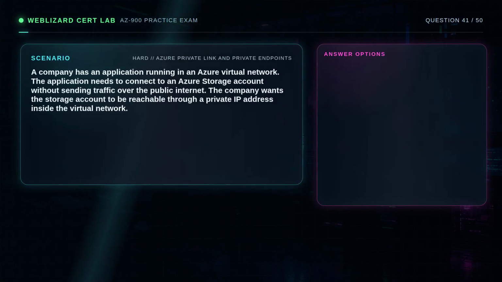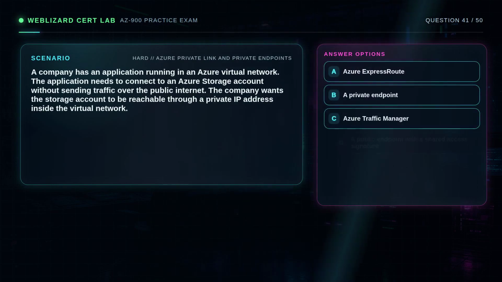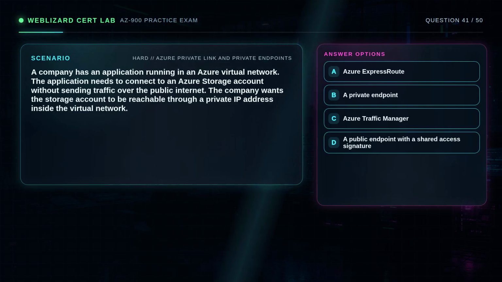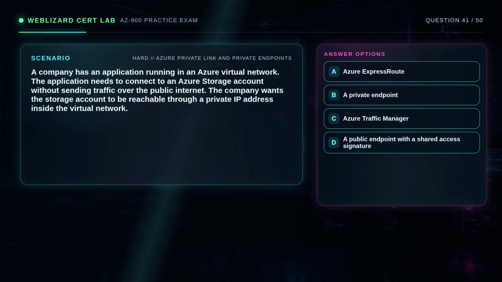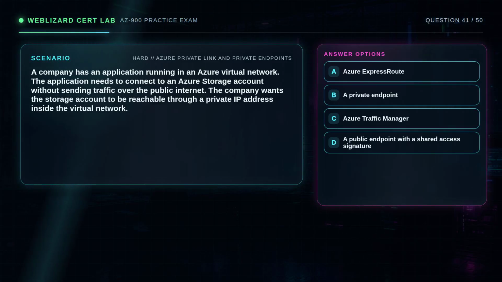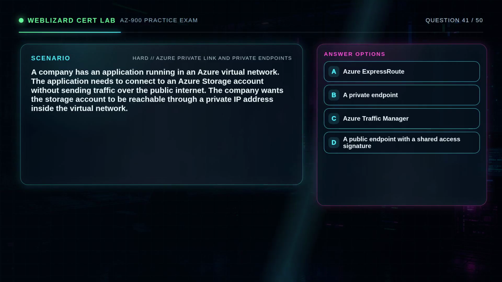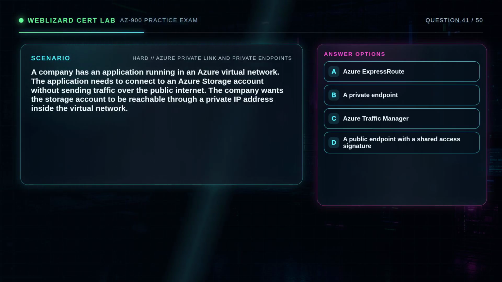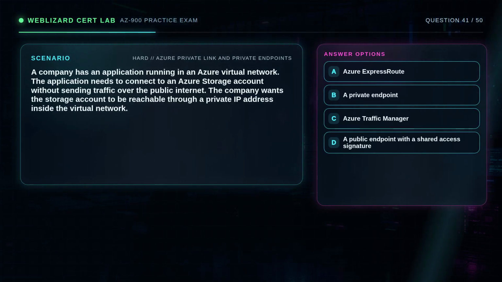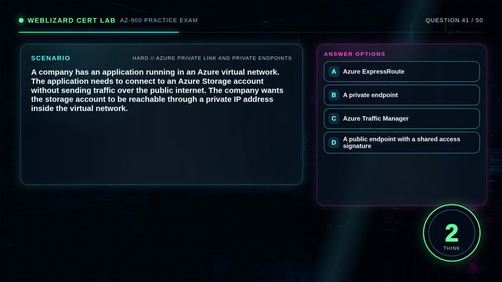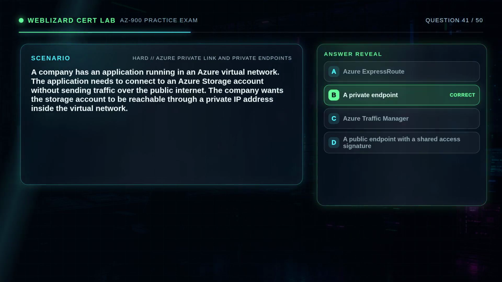Question 41. A company has an application running in an Azure virtual network. The application needs to connect to an Azure storage account without sending traffic over the public internet. The company wants the storage account to be reachable through a private IP address inside the virtual network. A. Azure ExpressRoute. B. A private endpoint. C. Azure Traffic Manager. D. A public endpoint with a shared access signature. The correct answer is B.